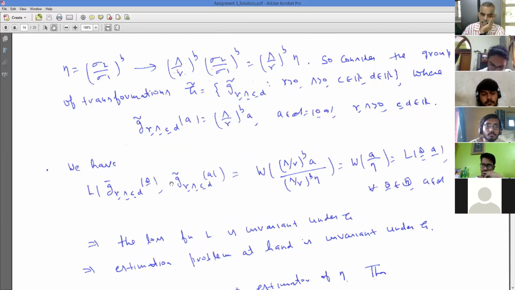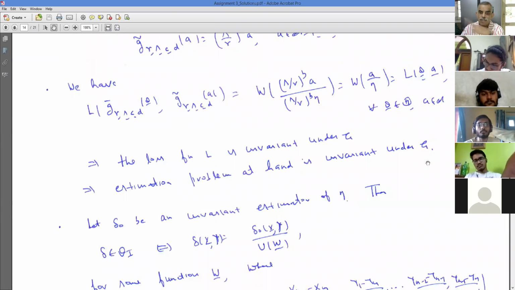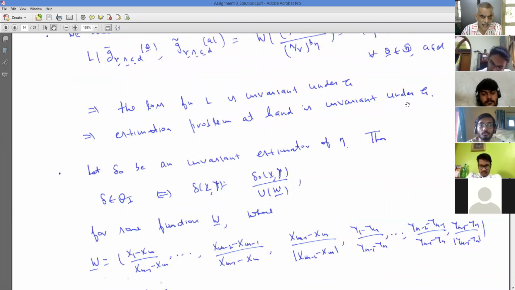Now I have to see whether my loss is invariant or not. So as G bar R S C D, G tilde R S C D would be same as W of A, where A goes to G tilde R S C D of A, which is S by R to the power B, divided by eta. Eta has become S by R to the power B into eta under G bar R S. So S to the power B and R to the power B get cancelled, which is same as W of A by eta. So it is invariant. So the loss function is invariant. So the estimation problem is invariant under G.